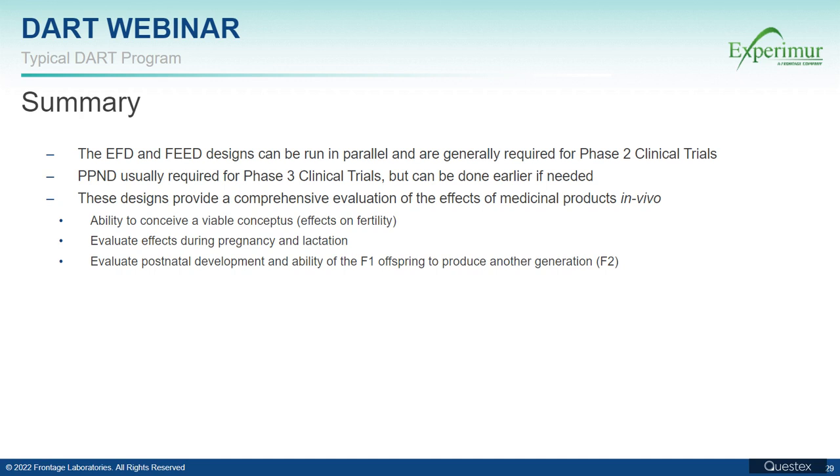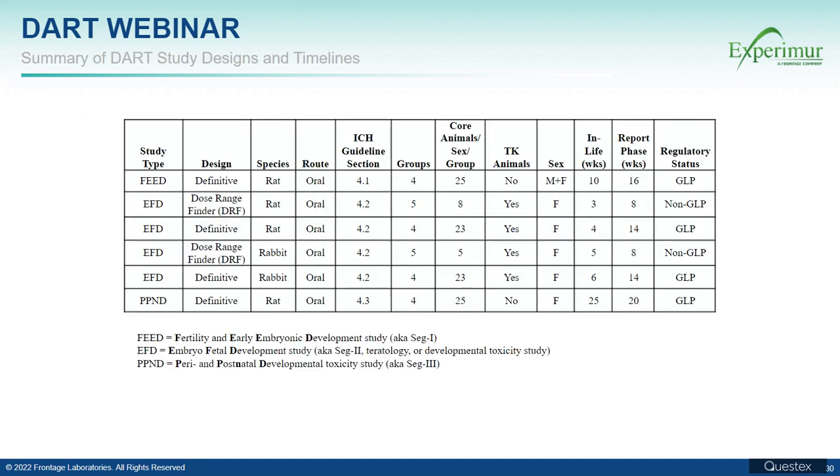So again, these designs provide a comprehensive evaluation, as I discussed, for drugs, for in vivo testing to see if the animals can conceive a viable conceptus. Essentially, can they be fertile? They can then be evaluated during pregnancy and lactation to see if there are any teratogenic or fetotoxic effects. And then we can actually look at the postnatal development of these F1 animals and see if they can truly produce another F2 generation.